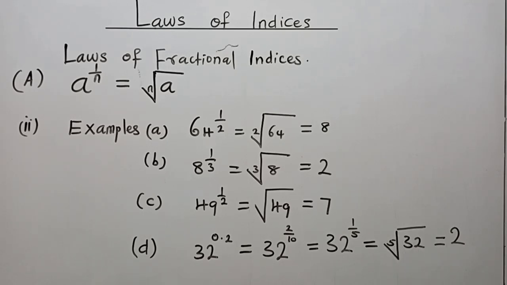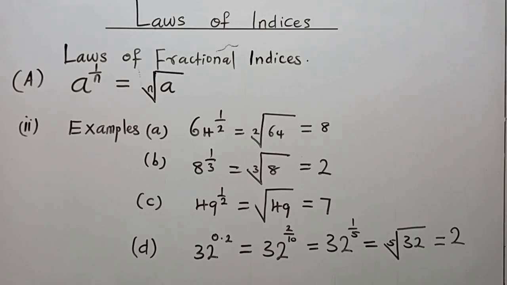What do we mean? And what does this mean? It means which number appears 5 times when multiplying itself to give us 32? The answer is 2. Check it, please. Let 2 keep on multiplying itself. When it appears 5 times, what is the result? The result is 32. Therefore, the fifth root of 32 is equal to 2.